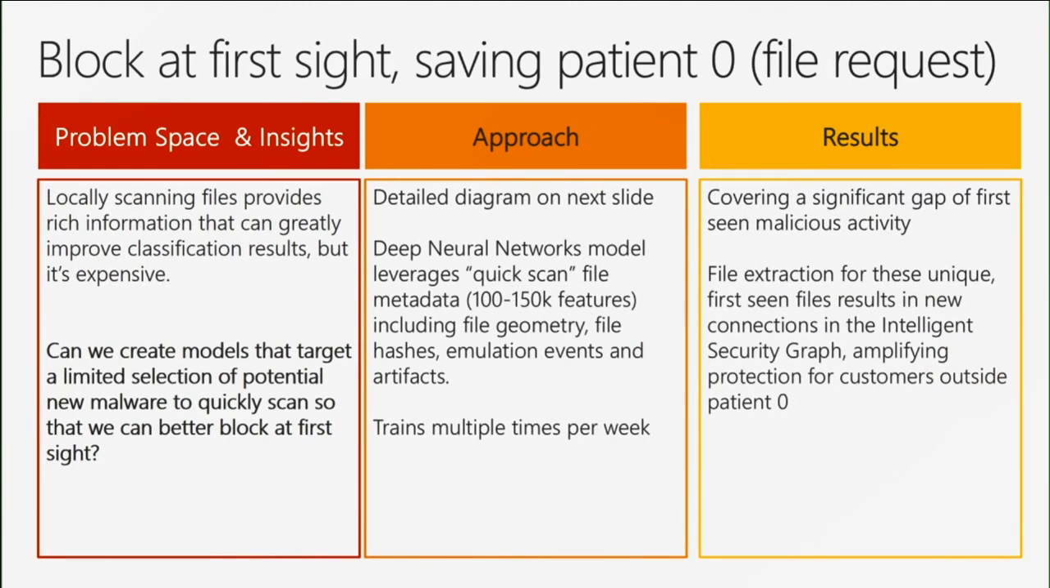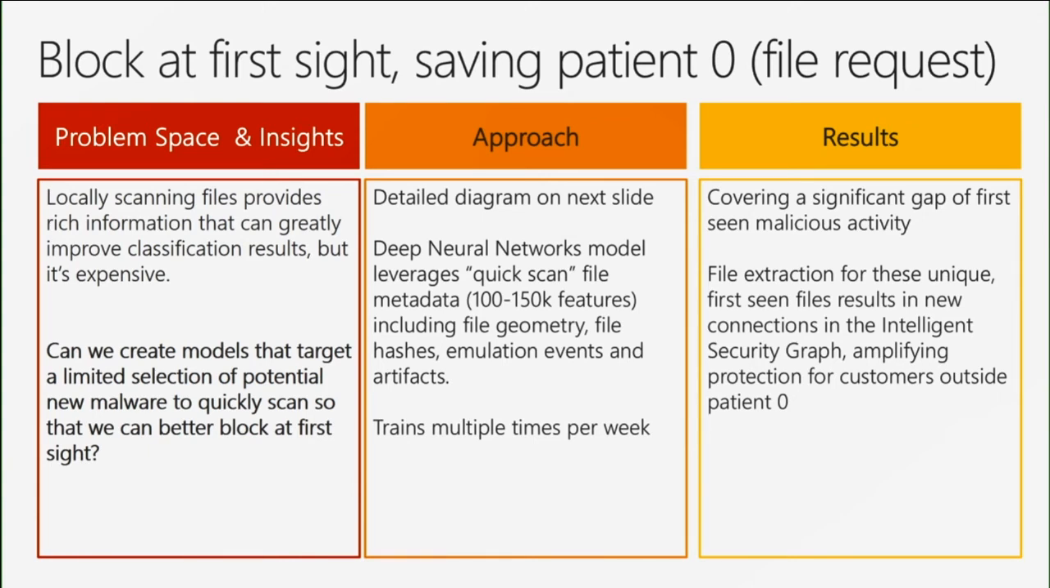The second model I want to talk about is also a cloud-based model, but it actually requests the file. The other model uses the telemetry that's sent up from the client. We don't need the file to make a blocking decision. The second model does. And this model, although in volume, is really minuscule in comparison to the other model that I talked about. It's super important because it's getting to those first seen files that we really don't have much information on yet. It asks for the file, runs a quick scan on it, and from that is able to make a very strong blocking decision.